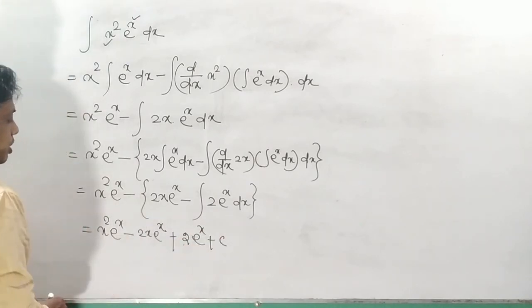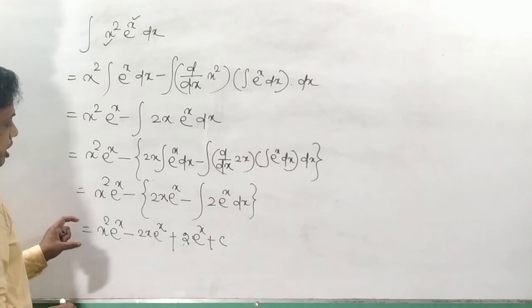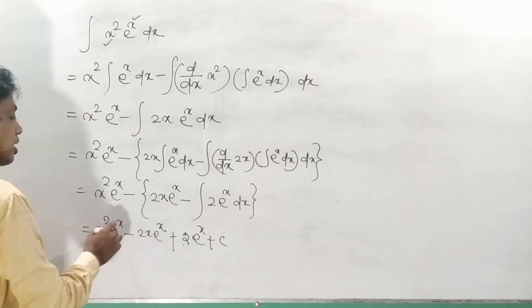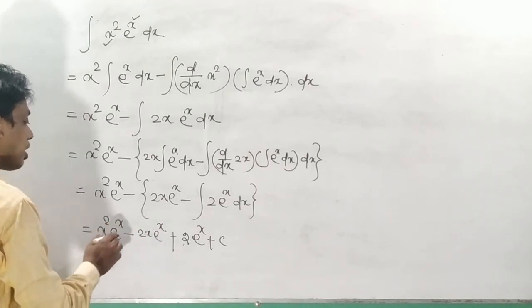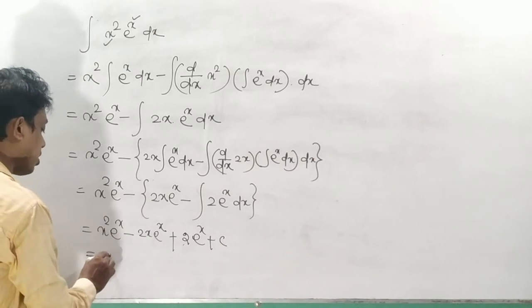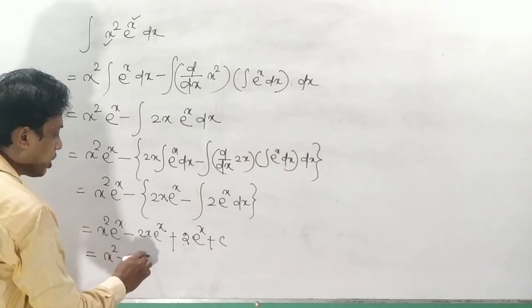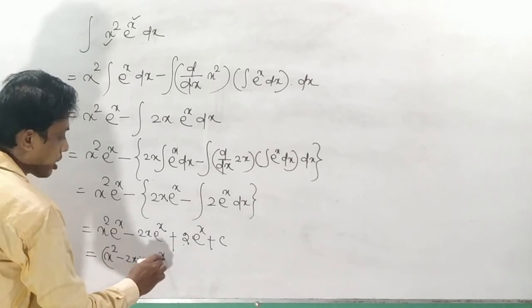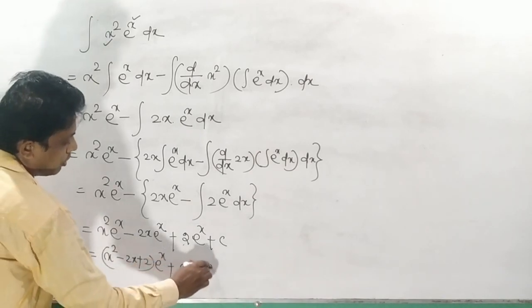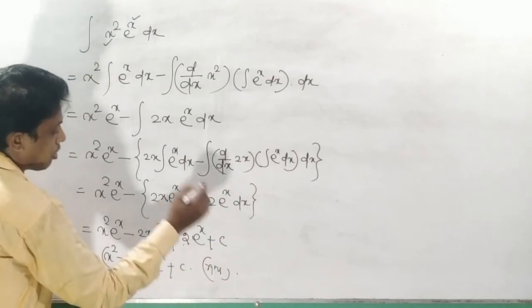You may take common e to the power x or write this as the answer. If you take the e to the power x as common, then you will get x square minus 2x plus 2, into e to the power x plus c, which is the answer.